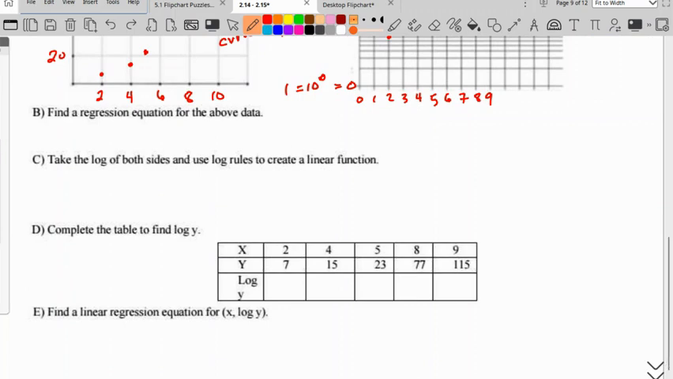Okay, so it says find a regression equation for the data above. So we're going to put it in. What kind of regression are we going to do? Exponential regression. So go ahead and put that in your calculator. Let's see your exponential regression. So we're looking for the a times b to the x, right? So that's going to be the a times b to the x.